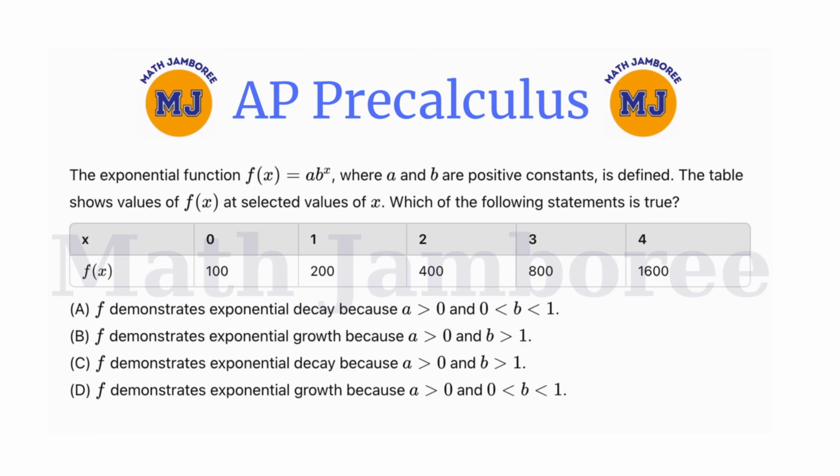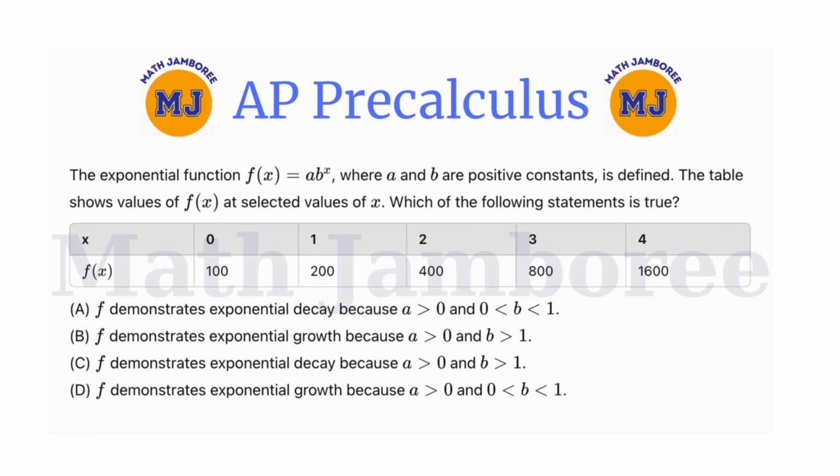So, in this video, we have another AP Precalculus type of question for you from the topic of exponential function. Let's solve it together. The exponential function f of x is a times b to the power of x, where a and b are positive constants, is defined. The table shows values of f of x at selected values of x. Which of the following statements is true?